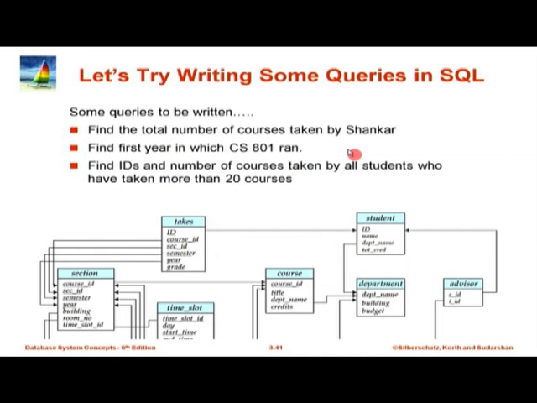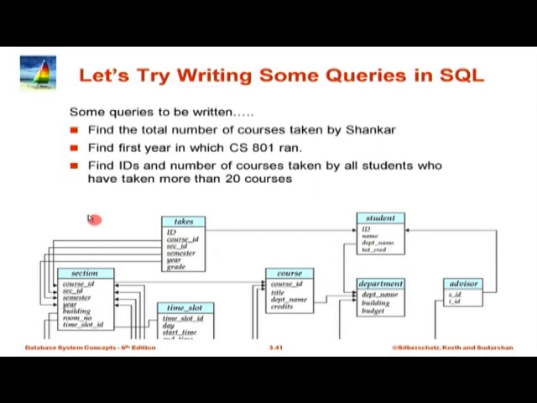This is a very easy query. Find the first year in which CS801 ran. So what do we mean by course ran? That means there was an offering of the course. In other words, a tuple in the section table, which is down here. And the section table has both course ID and it has a year.